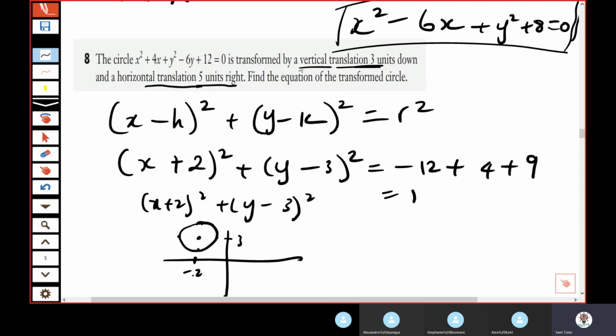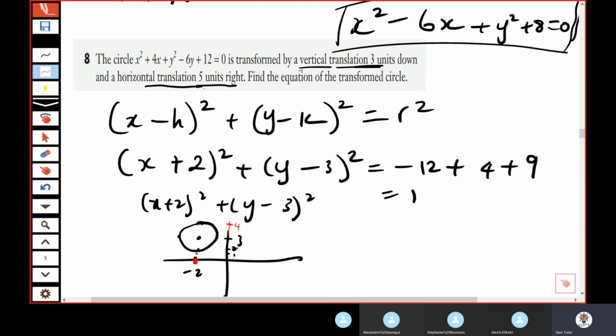1, 2, 3. Sorry, what am I doing? 1, 2, 1, 0. It's at 0 now. And obviously, you know, it was at 4. But now it's going to be at 3 units down, so it's going to be at 1. And so on and so on. I think we get that. It goes at 2. All right.